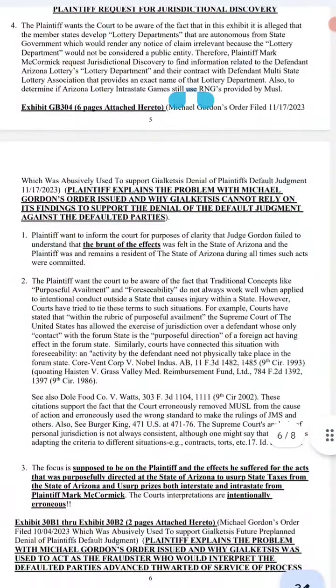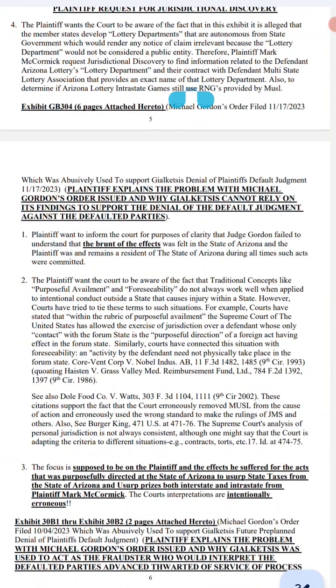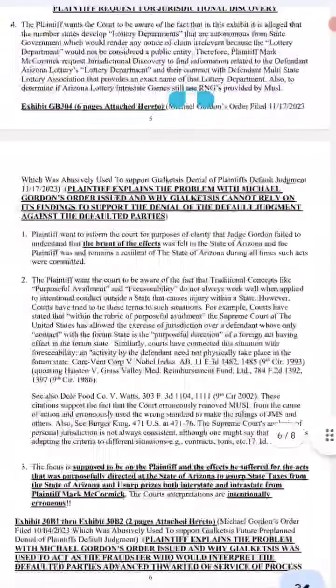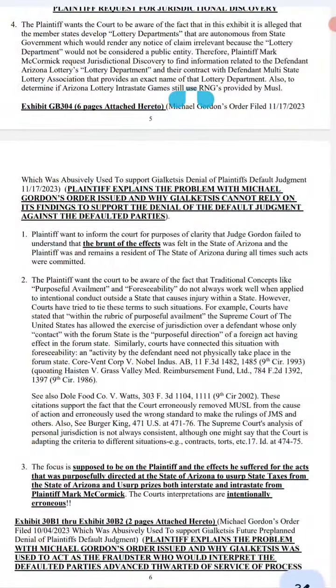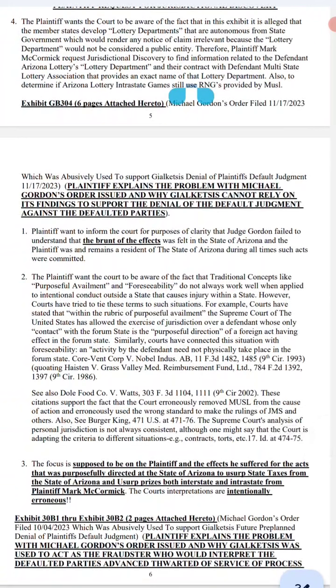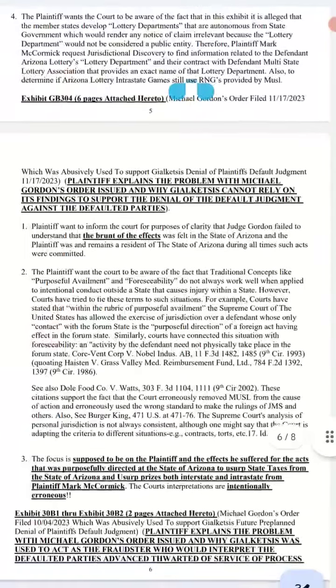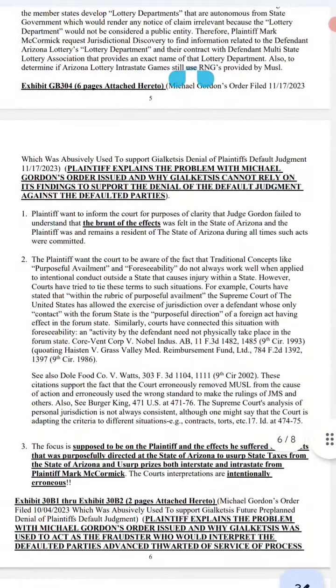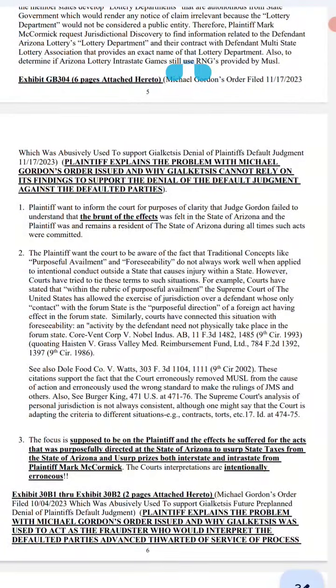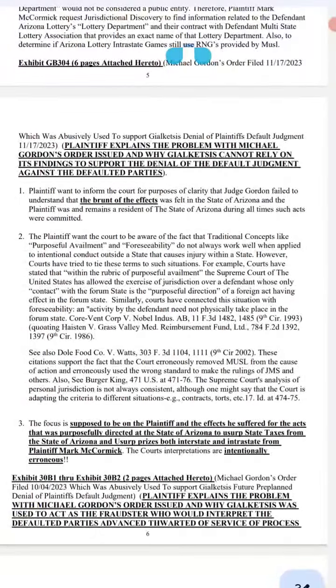Number 4, the plaintiff wants the court to be aware of the fact that in this exhibit it is alleged that the member states develop lottery departments that are autonomous from state government, which would render any notice of claim requirement irrelevant because the lottery department will not be considered a public entity. Therefore, plaintiff Mark McCormick requests jurisdictional discovery to find information related to the defendant Arizona Lottery's lottery department and their contract with Defendant Multi-State Lottery Association that provides an exact name of that lottery department. Also, to determine if Arizona Lottery's intrastate games still use RNGs provided by MUSL.